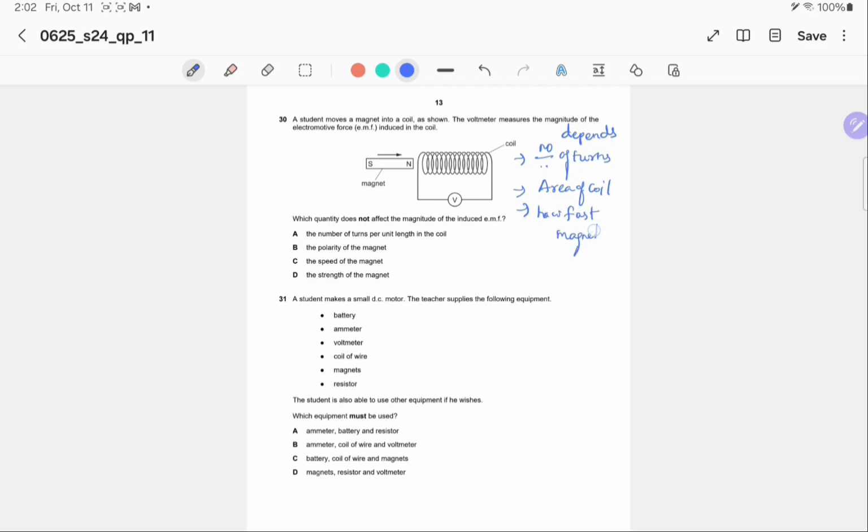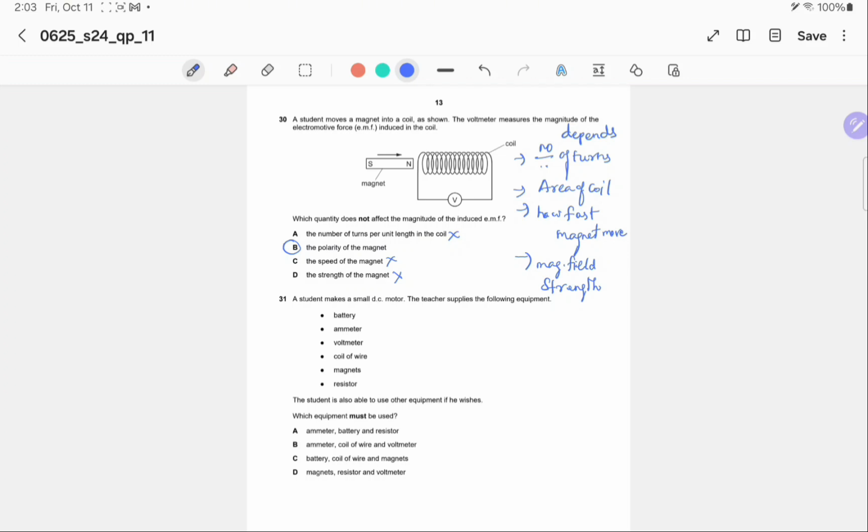Is there any answer here? The magnet moves and the magnetic field strength. Does it not affect? No, this will get affected, this will get affected, the speed also will get affected. The only thing not getting affected is the polarity of the magnet. It does not affect the electromagnetic induction.